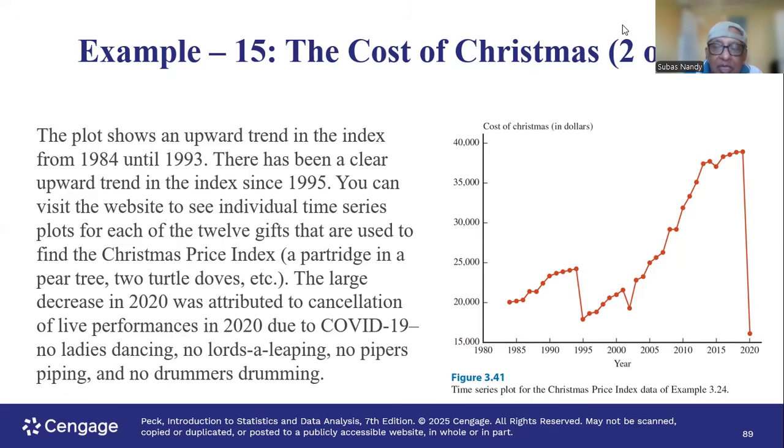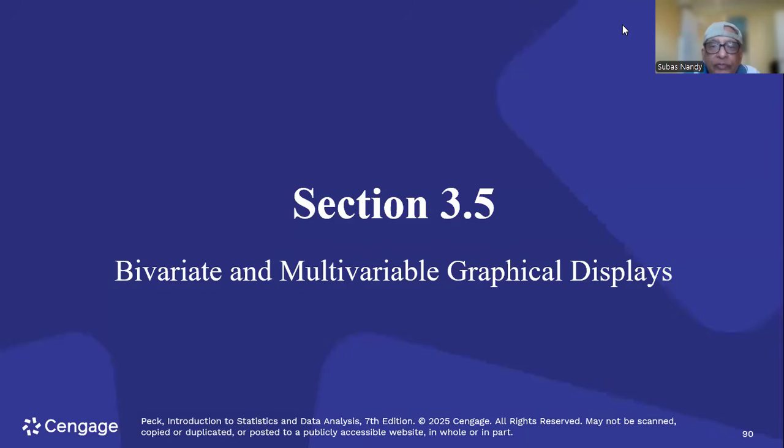In 2020, it fell. What is the advantage of this type of time series? It shows you the trend or the pattern in the Christmas price index over time. In 1995, there was probably a bad economy, and it came down. From 1994 to 1995, the first dip. And then it kept going up from 1995 to 2000, then took a dip, and since then has been going up.